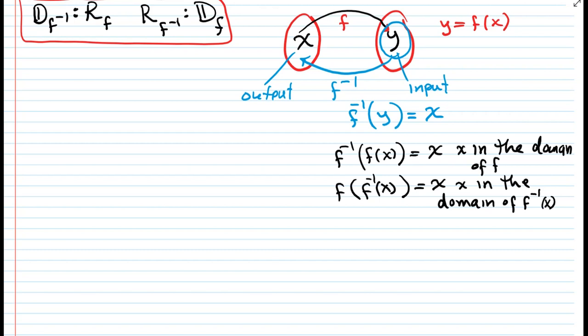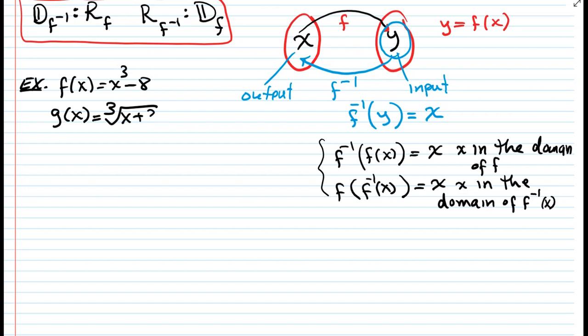And okay, so we did talk about this important composition between the function and its inverse. So let's do an example right off the bat here. Suppose I have f of x is x cubed minus 8, and I'm going to make g of x to be cube root of x plus 8. All right, and we want to just verify that these two functions are inverses of each other.